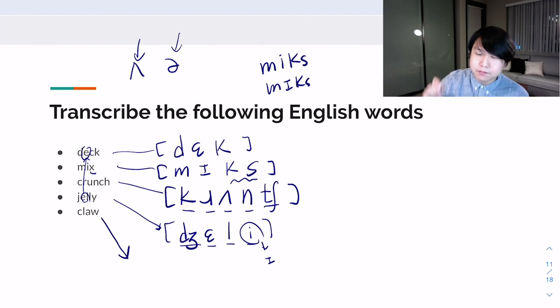Claw. My pronunciation is claw. Certain Californian accents will pronounce it slightly differently. It's a very subtle difference, but it's different in phonetic alphabets. So claw, the beginning consonant cluster will be K and L, not C and L. C is not a phonetic symbol in English. We use K and L.